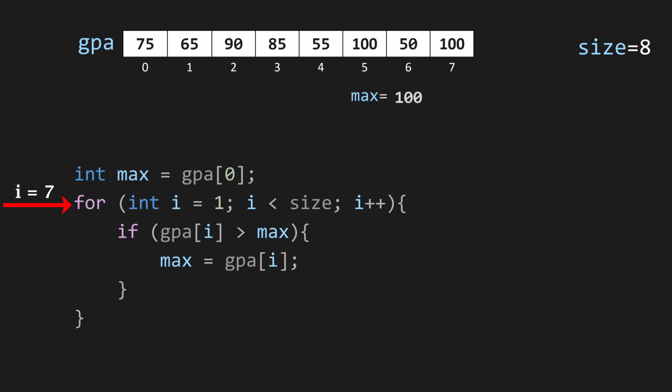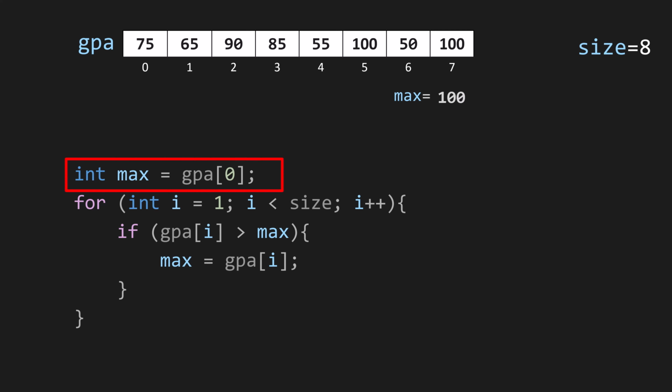Exactly. In the seventh and final iteration, i is 7. We compare max with the eighth element, 100. Since 100 is not greater than 100, the condition evaluates to false, and max remains 100. That's right. So after completing all iterations using the for loop, we find that the maximum GPA in the array is 100. Let's summarize what we did.